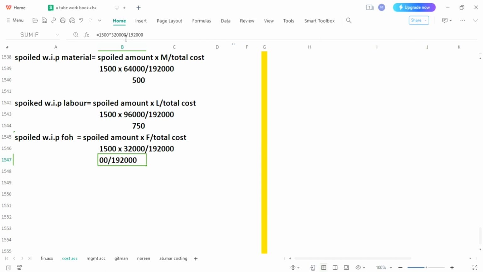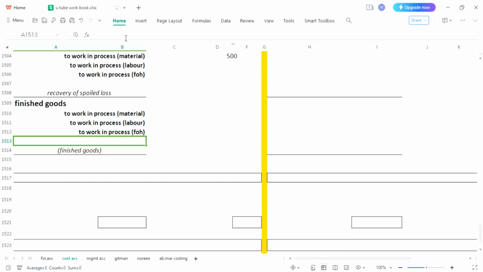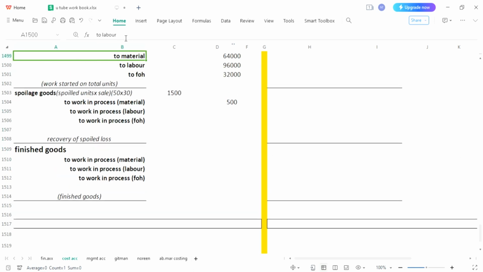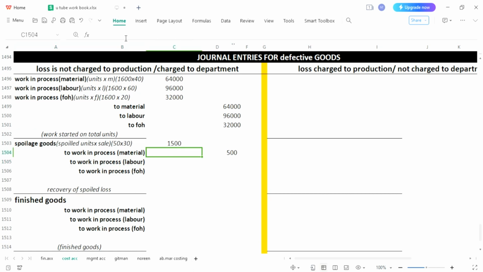One extra zero has been put. Let's delete it. 500, 750 and 250. This was the calculation for spoiled and second entry. Work in process material already calculated. Now I'm just letting you know the shortcut. 1500 would be multiplied by 96,000.